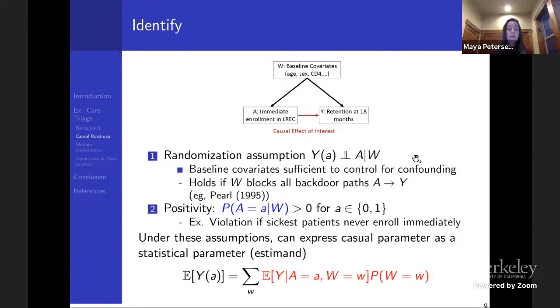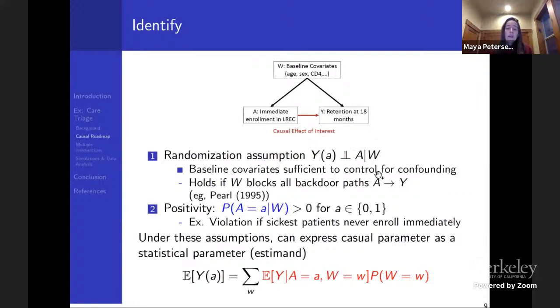They can be stated in terms of the causal graph, but also in terms of the counterfactual outcome. The first assumption is this so-called randomization assumption, also known by many names. Conditional exchangeability is another frequent description. So what does this say? It says that the counterfactual outcome is independent of the observed treatment given the baseline covariates. In other words, the baseline covariates we measure are sufficient to control for confounding.